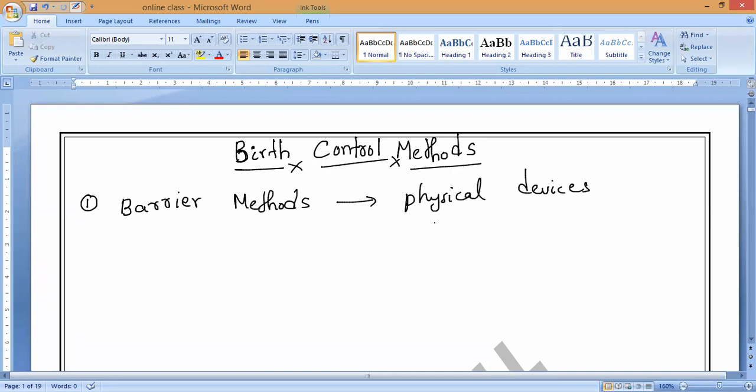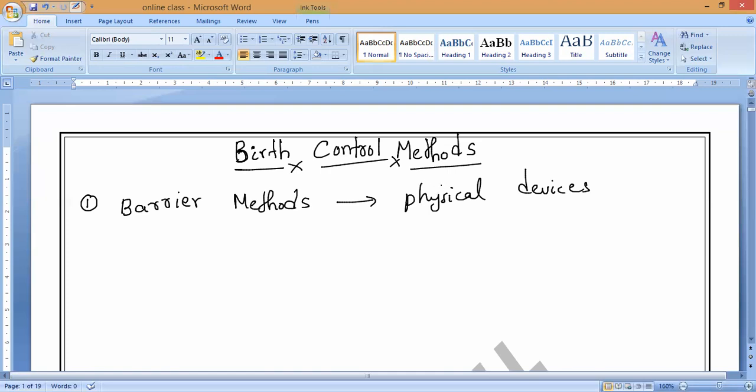Both of them prevent the sperms from meeting the ovum. It's like a barrier, they work between them. They do not allow the sperms to meet the ovum by acting as a barricade. So that is why this is the very important first method of birth control, called the barrier method.